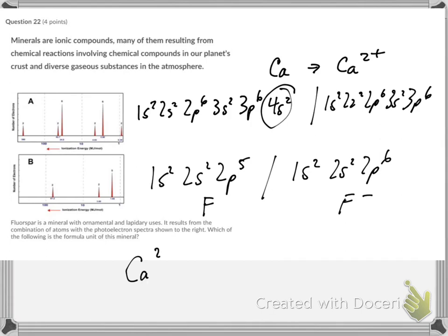Calcium fluoride would then form CaF2. So remember, the metals will always lose the number of electrons to achieve the valence shell of the noble gas. Calcium 2+, fluorine accepts an electron, and becomes fluoride.